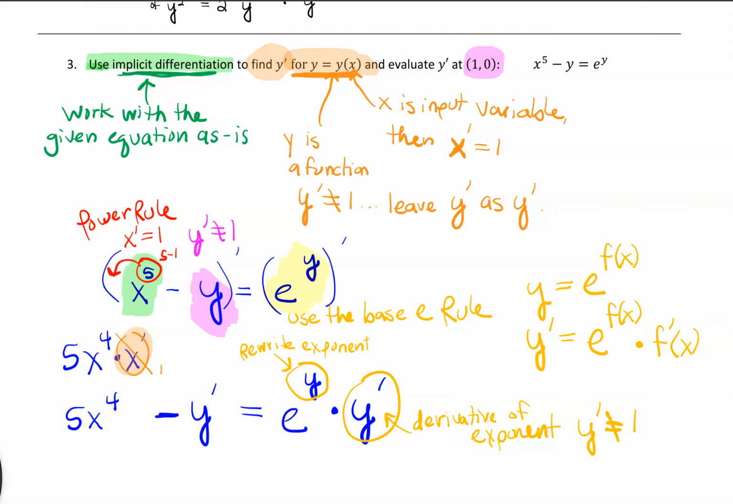And that's the calculus. That's the implicit differentiation. I took the derivative of both sides. I treated x like a plain variable. I treated y like a function.